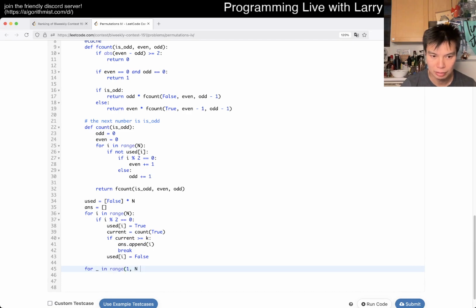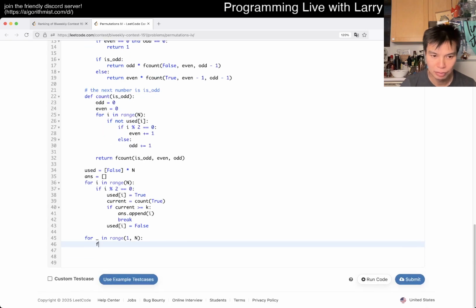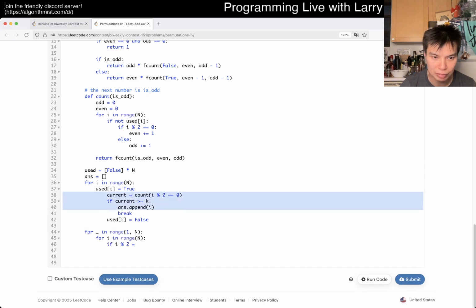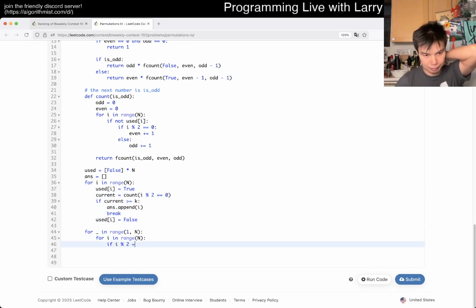Okay, and then now from 1 to n, we will get the rest of the digits, for I in range of n. If I mod 2 is equal, wait, why did I write it this way? Oh, because of the count true. What I should write is here. That's why. That's confusing. Mod 2 is odd. So if this number is even, then the next number is odd. Okay, so that's fine.